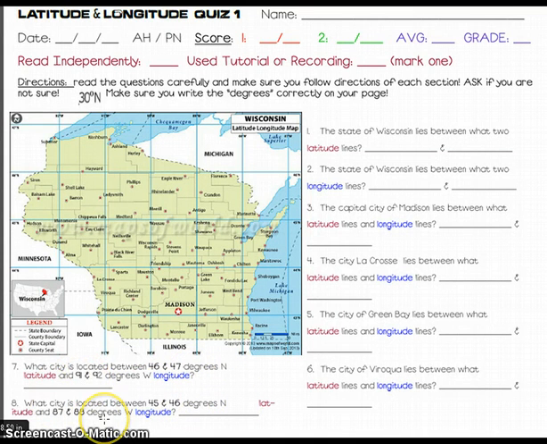Number 8, what city is located between 45 degrees and 46 degrees north latitude and 87 and 88 degrees west longitude? All right, take a moment to check your answers, go over it, rewind, and we'll go to the next page.